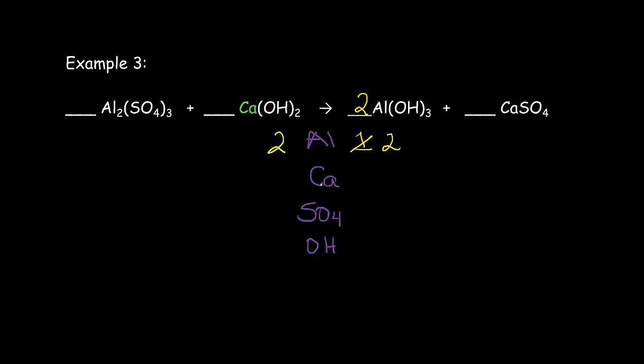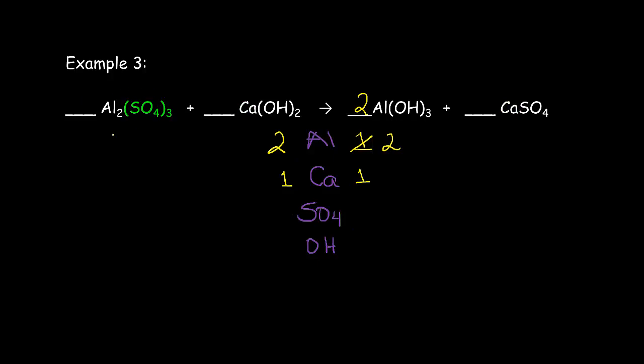Now let's go to calcium. Okay, on the reactant side, the only place we can get calcium is from calcium hydroxide, and there is 1. And on our product side, we can only get calcium from calcium sulfate, and there is 1. There's an implied 1 there. Our calciums are already balanced, we're good. So let's move on to the SO4.